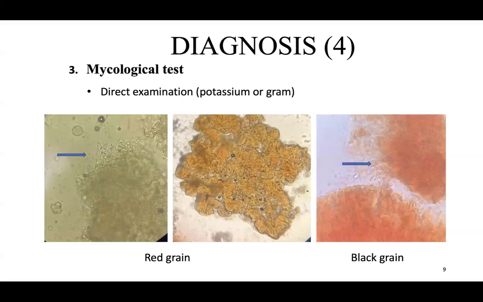The direct examination is performed with a drop of potash to note the presence of hyphae and vesicle. Sometimes it is easy to see the hyphae, as on the image, especially for the fungi, which is larger. We had also some cases where we didn't see the hyphae, as you can see on the image in the middle.